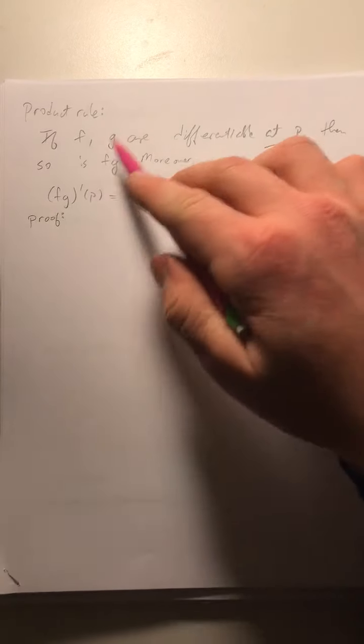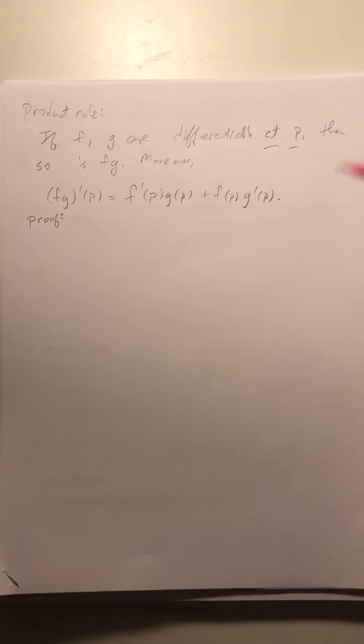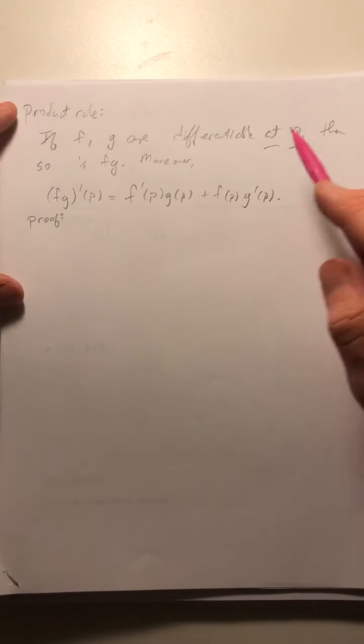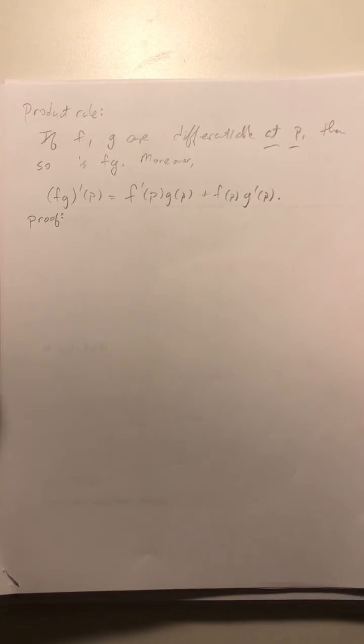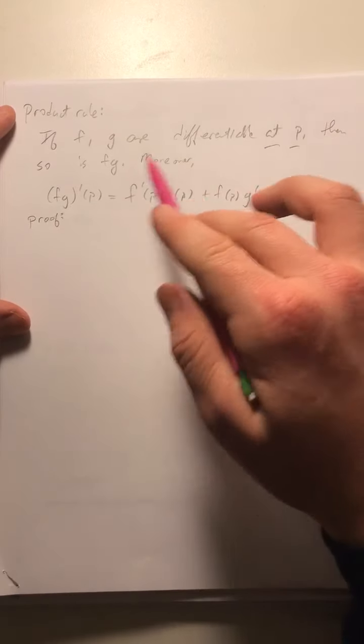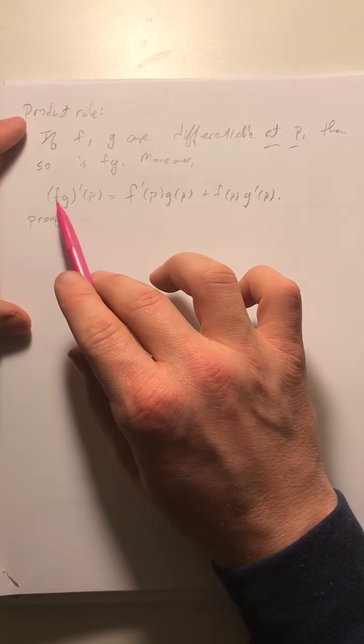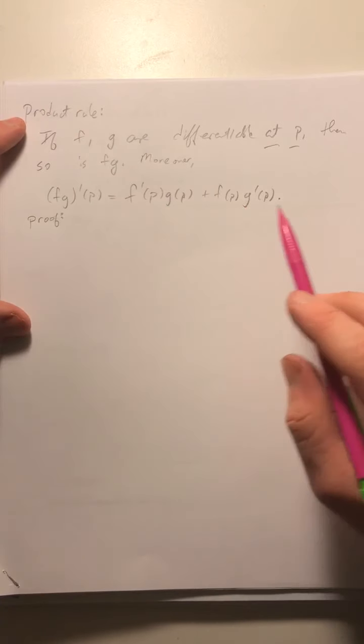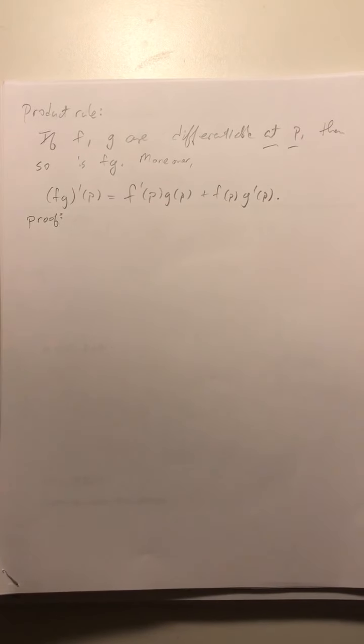Okay? So we say a function is differentiable if it's differentiable at every point in its domain. And so if f and g are differentiable at every point in their domains, then so is the product. Okay? So we might leave the at p off and just say if f and g are differentiable, so is the product, and the derivative of f times g equals f prime g plus f g prime without all the p's in here. But it's true even if we only assume differentiability at a single point.